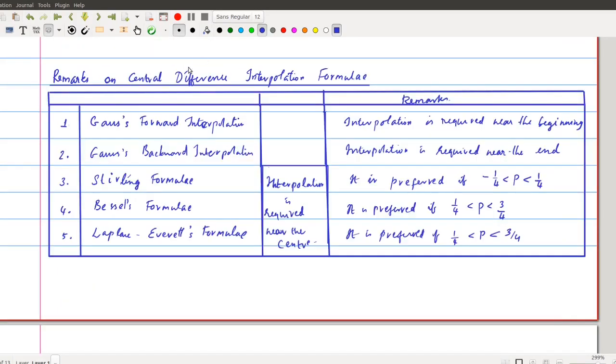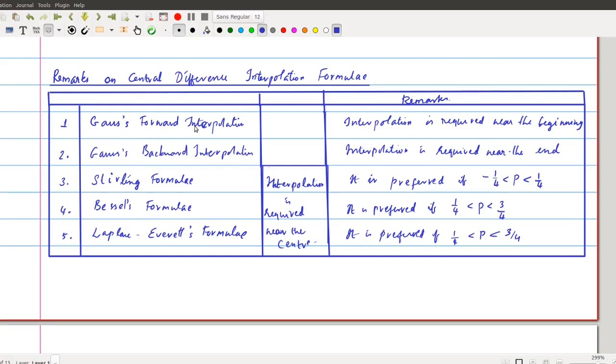So we have seen some central difference interpolation formulas. These are the important central difference interpolation formulas: Gauss forward interpolation, Gauss backward interpolation, Stirling formula, Bessel's formula, Laplace-Everett's formula. You have seen one more thing, Newton's divided difference formula, but I wish to give you some remarks on these five central difference interpolation formulas.